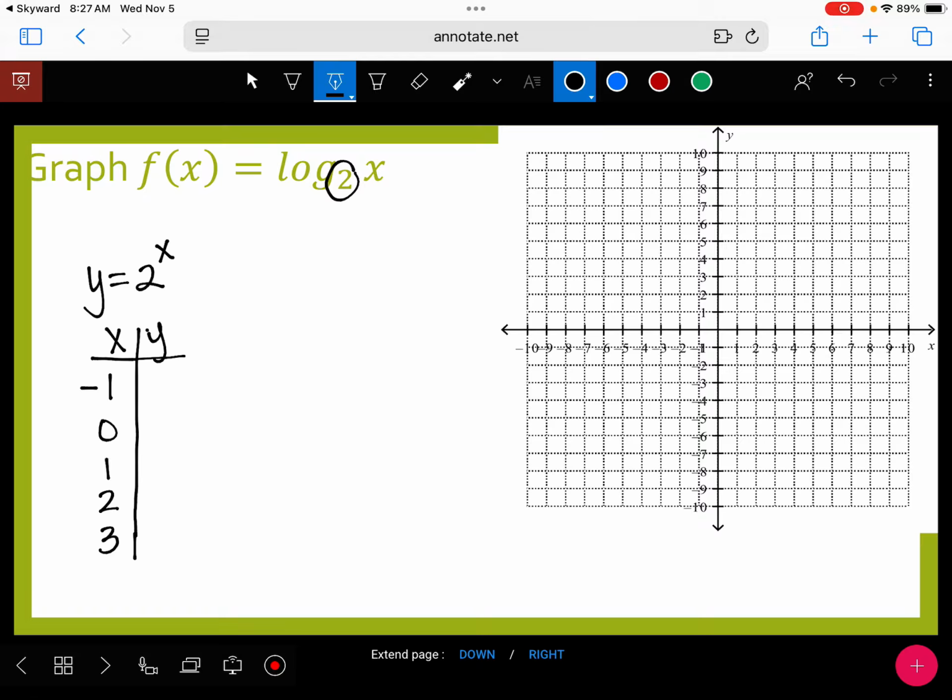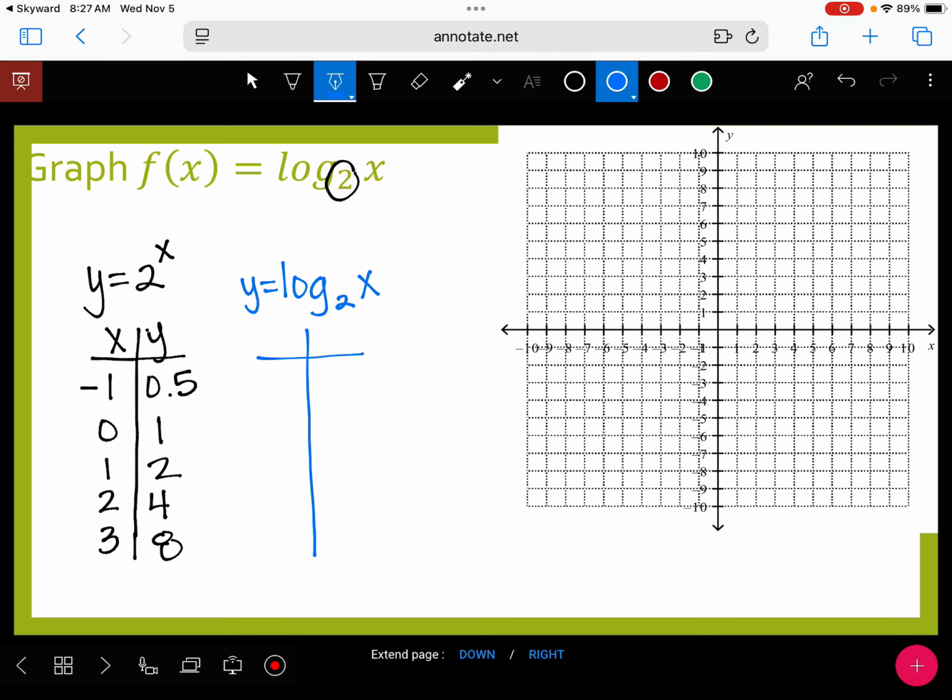So 2 to the power of -1 is 0.5. Anything to the power of 0 would be 1. 2 to the first is 2. 2 squared is 4. 2 to the power of 3 is 8. Okay. Now, to find the inverse, does anybody remember? How do you find the inverse of a table? Flip your x and y. Look at y'all. So that's what we're going to do.